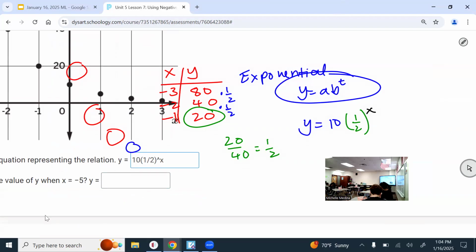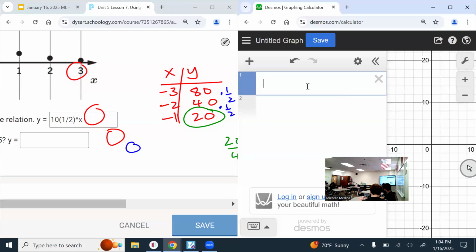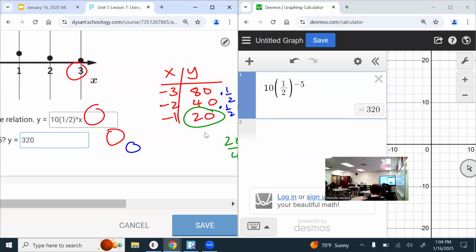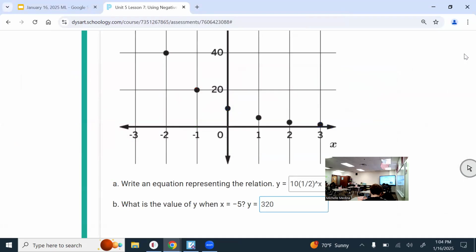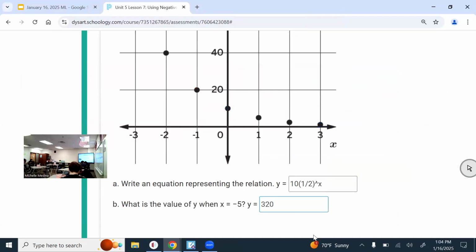For the value of y when x is -5, you have two options. You can continue the pattern backwards because -5 is not that far from -3, or you can use your calculator. And that is going to be 320. All right, so let's make sure that I wrote it in a way that it likes. There are lots of ways you could rewrite it, like you could use 0.5 and so forth. So let's see.